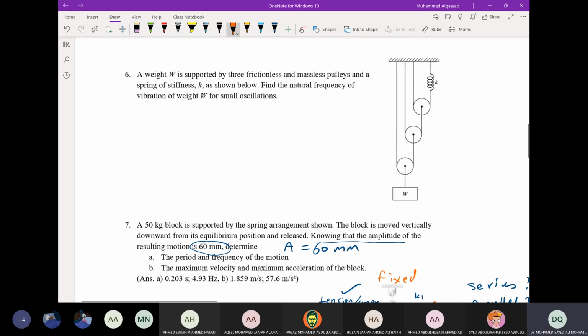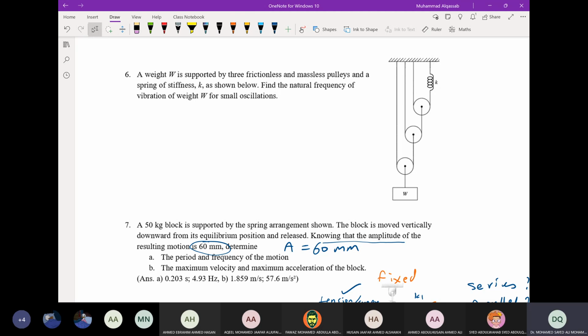Okay, and question 6. This is about dependent motion. A weight W is supported by 3 frictionless and symmetrical pulleys and a spring of stiffness K, as shown below. Find the natural frequency of the vibration of weight W for small oscillations.